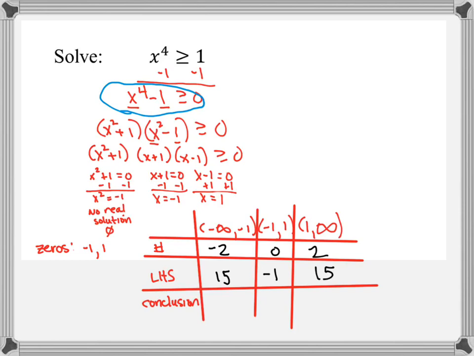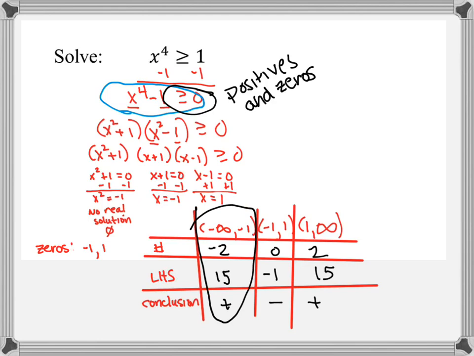So my first interval yields positives. My second interval yields negatives. My third one yields positives. And I am looking for where it's greater than or equal to 0, so positives and zeros. So that equal bar is new to this problem. So we want this first interval and the third.